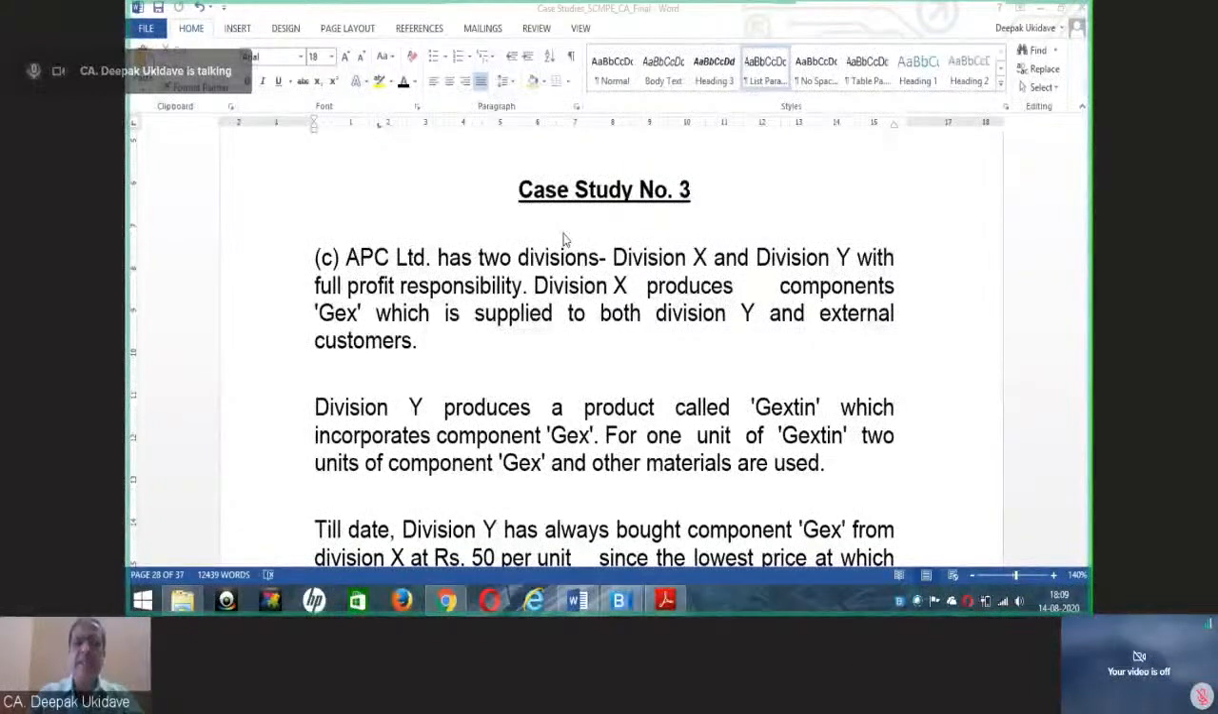Annual external demand is 3 lakh units for X and 1,20,000 units for Y. So you have the annual demand for the product. Capacity of the plant is 5 lakh. So for X, the first division, which is manufacturing this component, the capacity is to manufacture 5 lakh units. And here, the capacity is to manufacture 1,50,000 units.